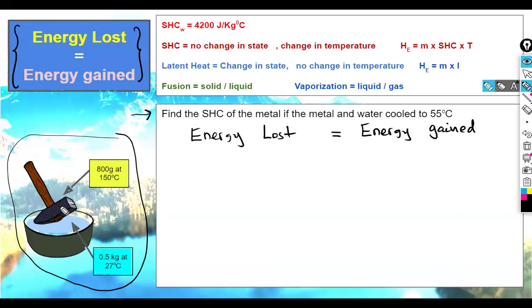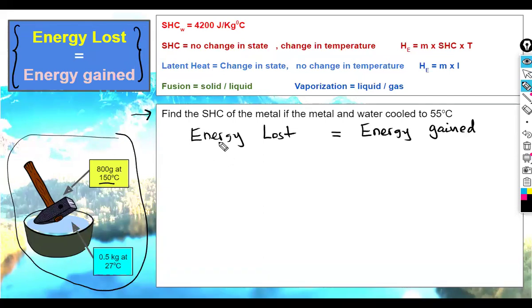The metal is losing energy because the metal started off as hot, meaning it had plenty of heat energy. But then it got cooler because it went from 150 to only 55. When things are cooling down, they're losing energy. And of course, the water is gaining energy because its temperature is rising.